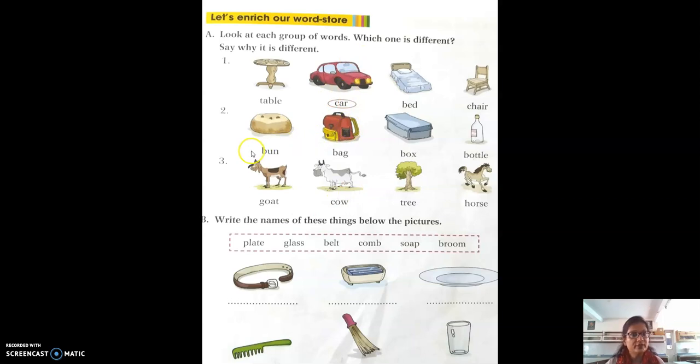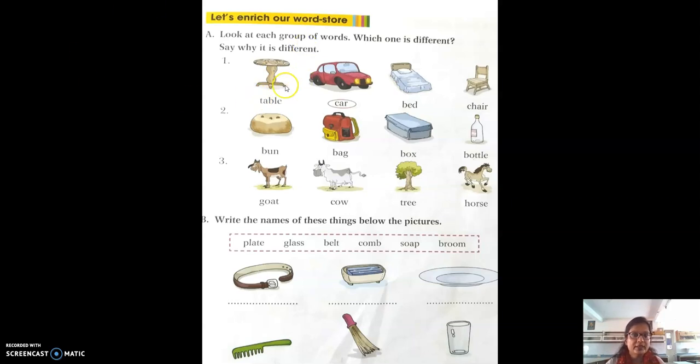Now open page number 25 of this chapter, in which it's written, Let's enrich our word store. So the A exercise is: look at each group of words, which one is different, and say why it is different. Here at number 1, 4 objects are given, and we have to find out which object is different, and also give a logic behind our selection, that is why that object is different.